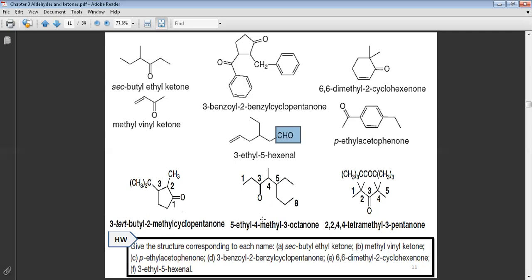This is the ethyl. 4-methyl. Yes, we have methyl here. And we have octanone. Where is the carbonyl? On carbon number 3. That means it will be 3-octanone.